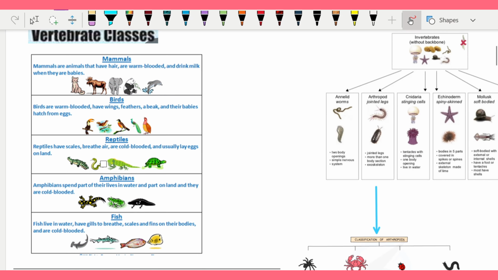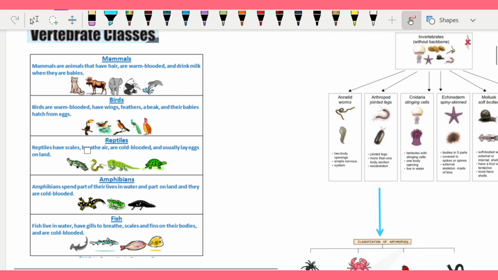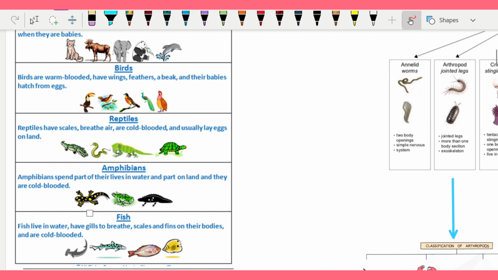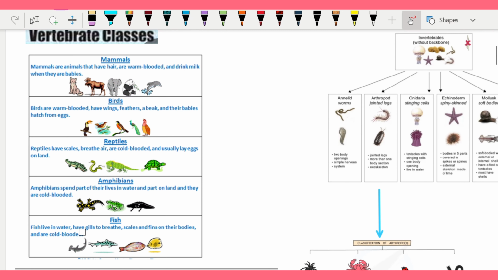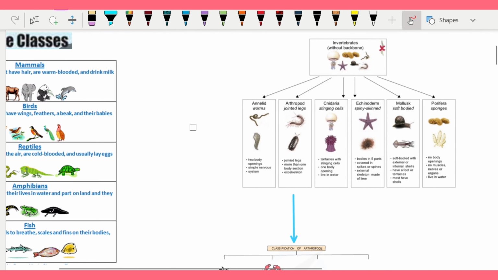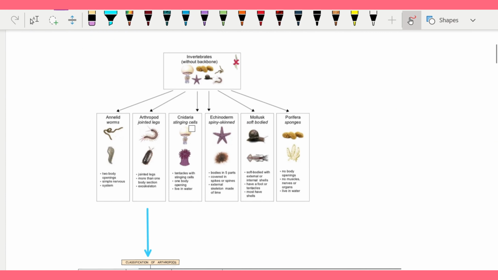While reptiles have scales and breathe air, are cold-blooded, usually lay eggs on land, like crocodile. Amphibians spend part of their lives in water and part on land, and they are cold-blooded, like this frog. Fish live in water, have gills to breathe, and scales and fins on their bodies, and are cold-blooded. So these are all vertebrate, and let's take a look at invertebrate.